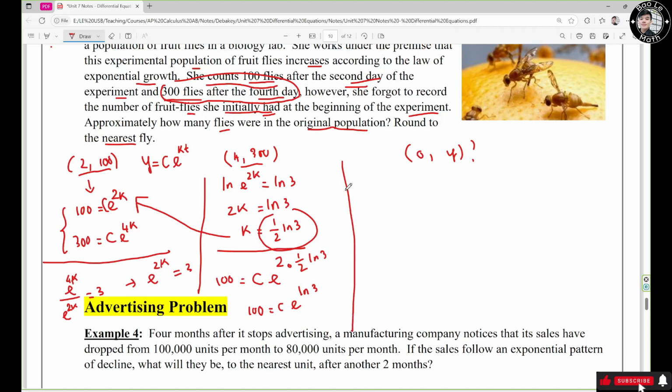Now, this turns out to be 100 equals C times 3, right? Because e raised to the natural log of 3 equals 3. Now, C equals 100 divided by 3, right? So the equation should be y equals 100 divided by 3 times e raised to the k, where k equals 1/2 natural log 3, times t, right?